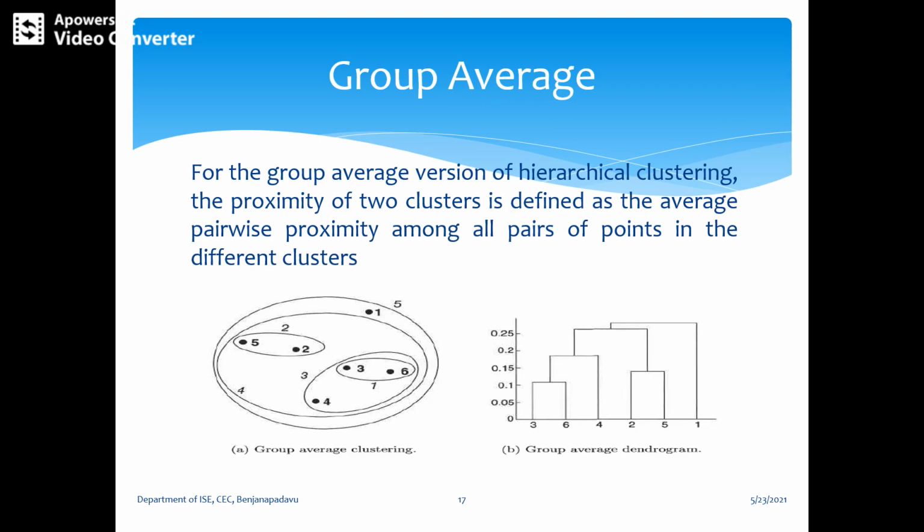So for group average, here is what we are going to discuss. In hierarchical clustering, the proximity of two clusters is defined as the average pairwise proximity among all pairs of points in the different clusters.